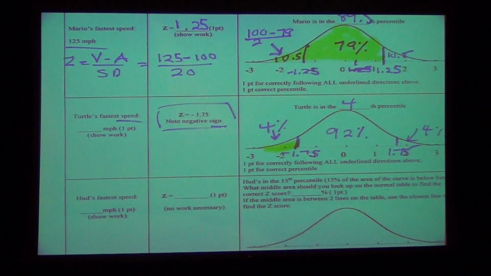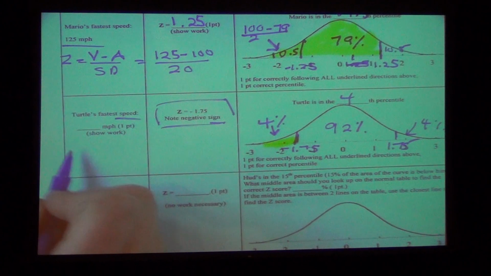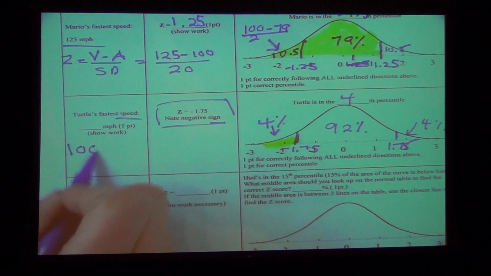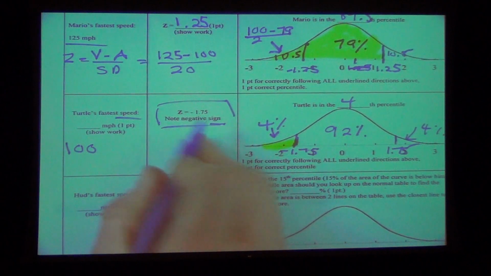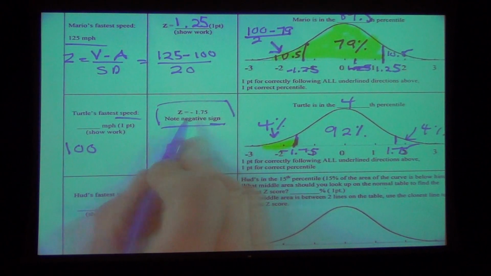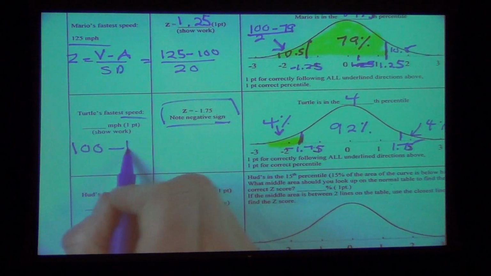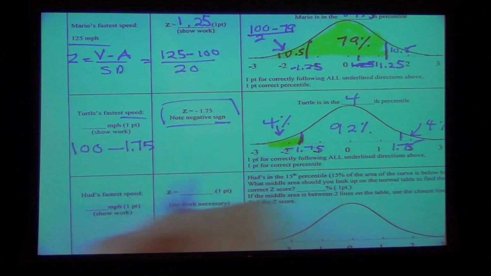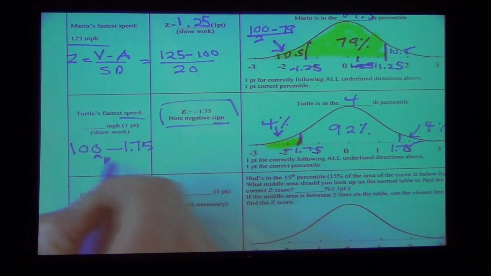We want a speed, right? So start at the average and just go down. What is the average speed? 100. Just start there. You know it's going to be less than that, and that's what this z-score tells you, because it's negative. It tells you to subtract. So what are we going to subtract? 1.75. So is our answer 98.25 miles per hour?